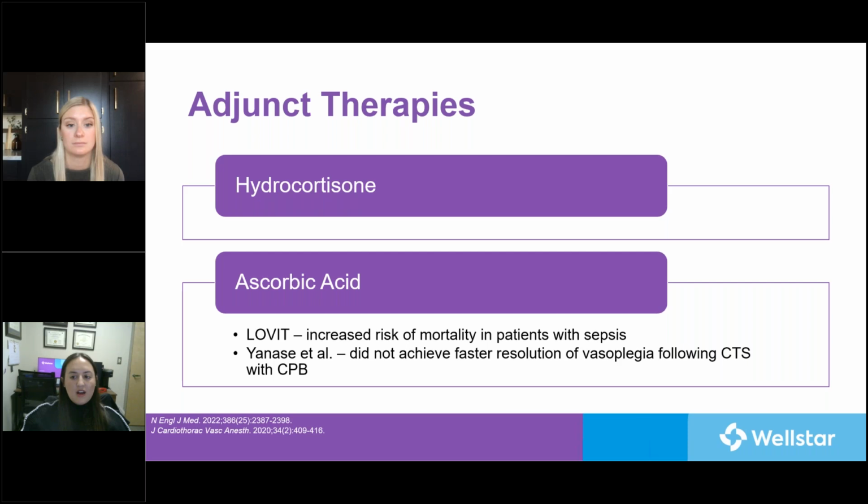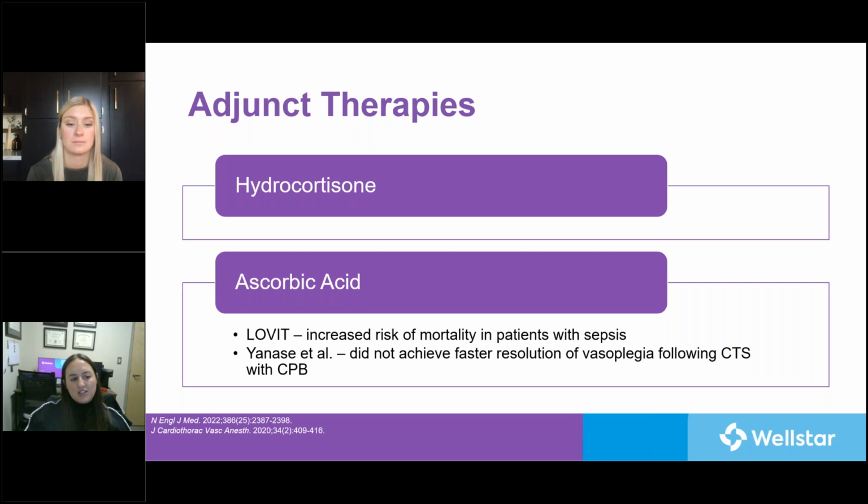There are some other adjunct therapies that I did want to briefly mention. Stress dose steroids are widely used for the treatment of vasoplegia after CT surgery. There's not a lot of data specific to CT surgery. However, we can extrapolate from a plethora of data of hydrocortisone use in patients that have septic shock. Typically, hydrocortisone is dosed the same way that it would be for septic shock, at 200 milligrams a day or 50 milligrams every 6 hours.